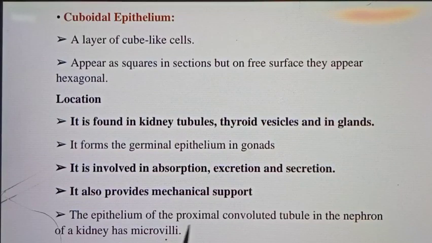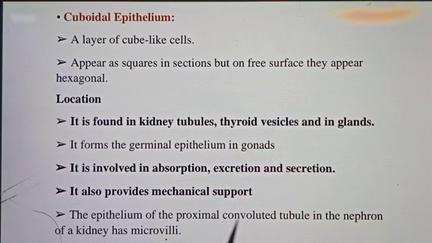The epithelium of the proximal convoluted tubule in the nephron. Already you have studied the structure of a nephron. So the PCT of the nephron of a kidney has microvilli. You can see the structure of microvilli here in this picture. Microvilli have foldings on the surface.